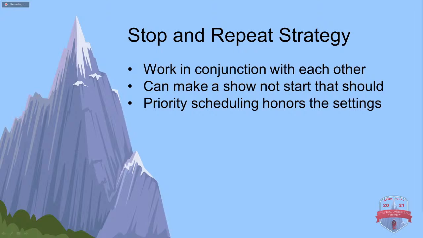The stop strategy dictates how you want your show to stop when it reaches the end of the schedule time. It doesn't necessarily stop right at the time. You're going to dictate how it's going to stop after it gets to that time. The repeat option determines what the show should do if it's completed the main playlist and there's still time left in the schedule. They work in conjunction with each other, but depending on how you have it set up, you can make it so that your schedule won't start when you think it should. And then the priority scheduling honors your stop and repeat strategy.